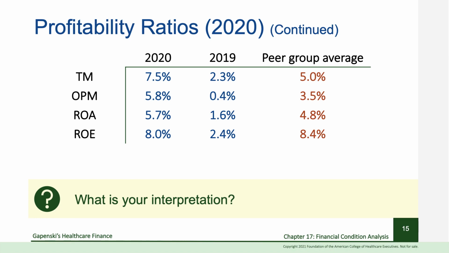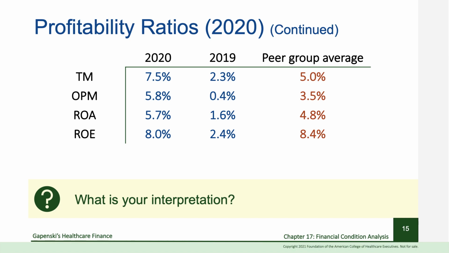So total margin shows that it is better than peer average. We have 7.5% in 2020, which is better than 5%, probably because the charges are relatively high for Riverside, their costs are relatively low, and operating revenue is relatively high, or maybe a combination of these factors. So the total margin is 7.5%, but the operating margin is only 5.8%, which means that removing investment income lowers profitability, but it is still better than peer average.